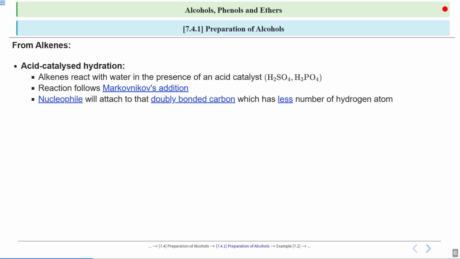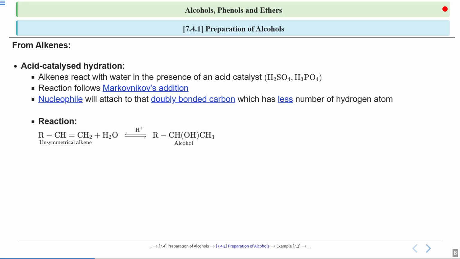So the Markovnikov addition rule says that the nucleophile will attach to that double bonded carbon which has less number of hydrogen atoms, which is less substituted, you can say. So this is the Markovnikov addition rule, which says that the nucleophile in this reaction will attach to that double bonded carbon of alkene which has lesser number of hydrogen atoms.